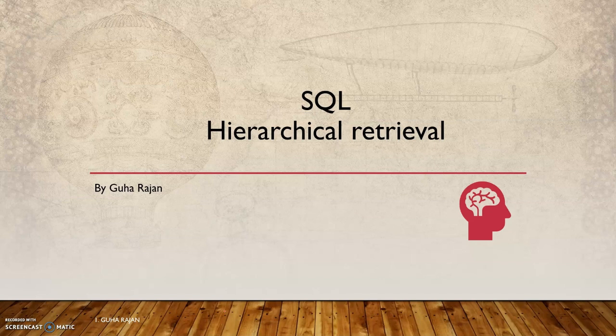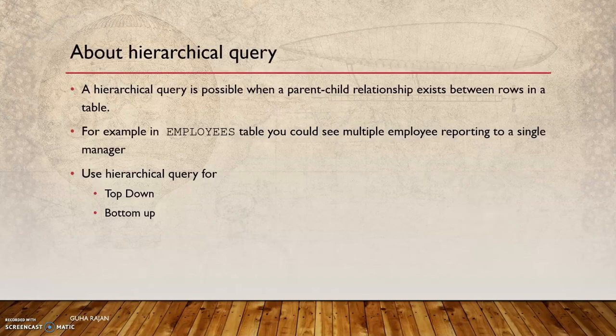And there are functions as well for hierarchical retrieval. We'll see that now. A hierarchical query is possible when a parent-child relationship exists between the rows in the table. So in the employee table, you have employees reporting to a manager, which is a kind of parent-child relationship. And as I said, you can use hierarchical queries for both top-down and bottom-up.